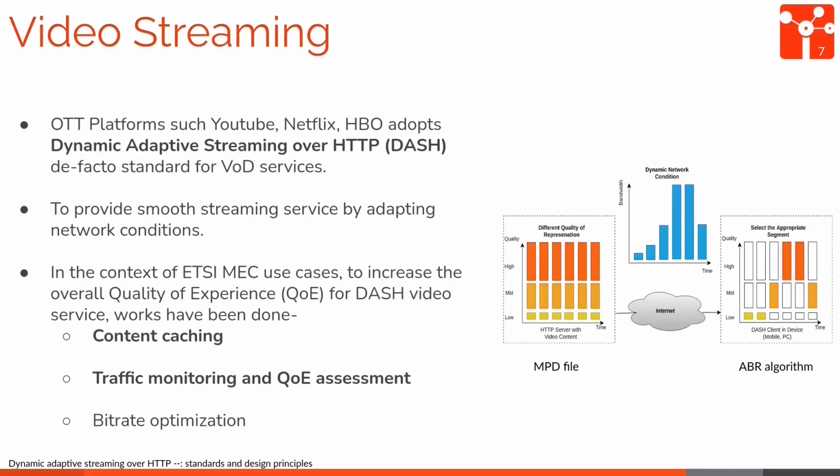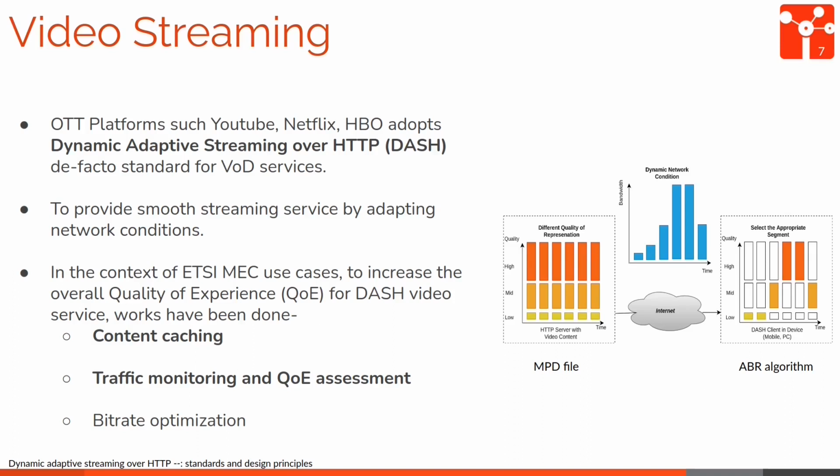OTT platforms such as YouTube, Netflix, and HBO adopt Dynamic Adaptive Streaming over HTTP, or DASH, the de facto standard for video on demand services, to deliver video traffic to users. The purpose of the DASH standard is to provide smooth streaming service by adapting to network conditions. So how does DASH work?